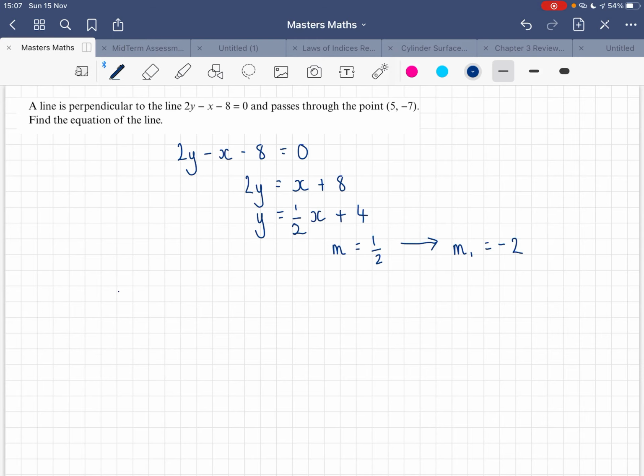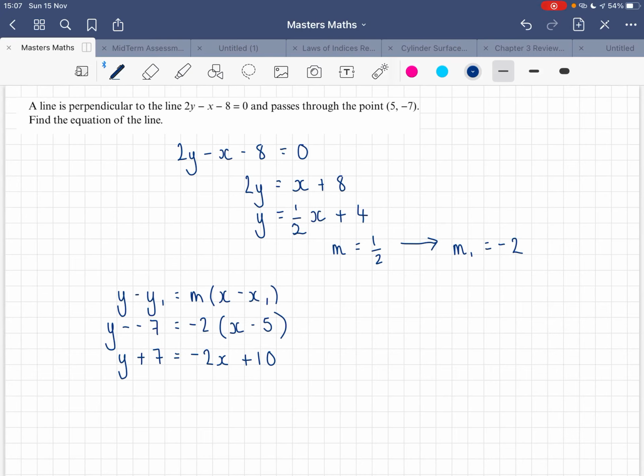And now I can find the equation of the line. So I put that into the formula. y minus y1 equals m1 times x minus x1. My point is (5, -7), so I have y minus negative 7 equals negative 2 times x minus 5. Simplify, rearrange, expand, all of that fun stuff. So I have y plus 7 is equal to negative 2x plus 10.